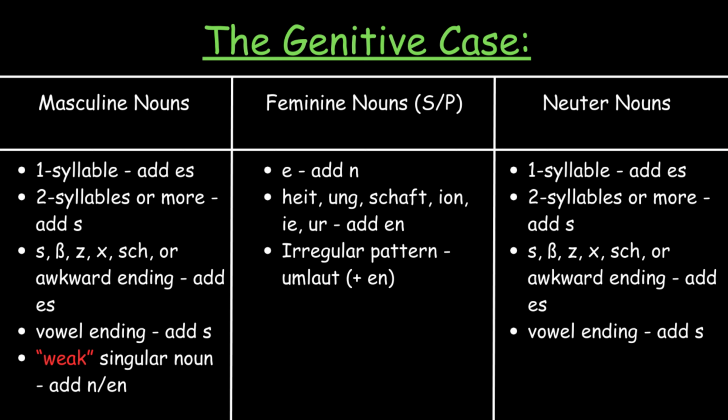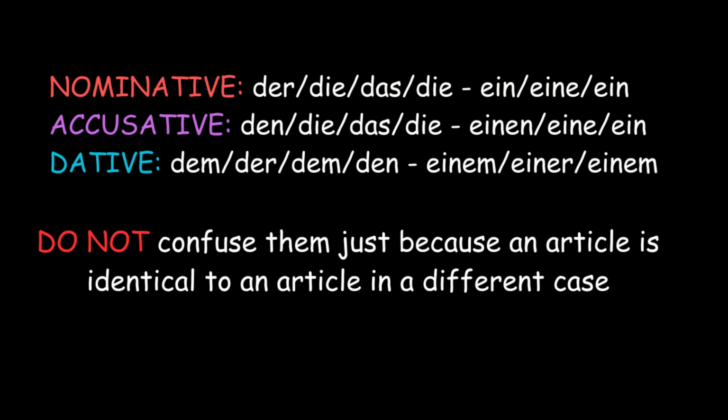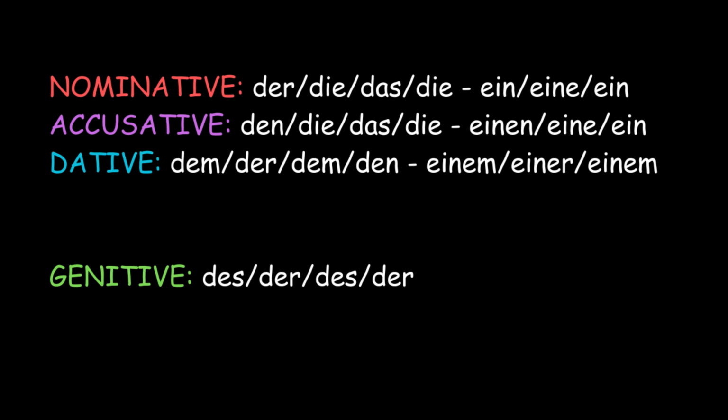Now, apart from modifying nouns, the genitive will also modify articles, and as such, some will be borrowed from previous cases. However, do not confuse them just because an article is identical to an article in a different case. We carefully have to pay attention to the genitive by looking at the endings of articles because, like in the previous cases, there is a common ubiquitous ending. The genitive definite articles are des, der, des, der, and the indefinite articles are eines, einer, eines.